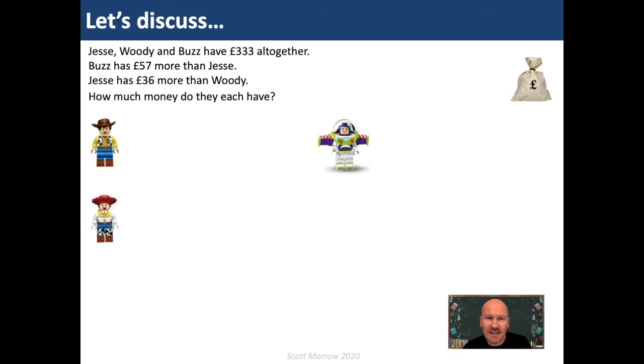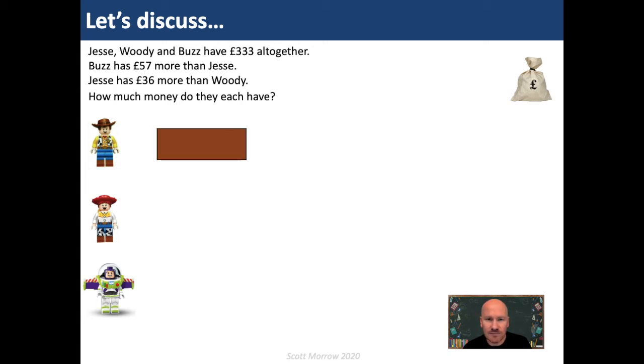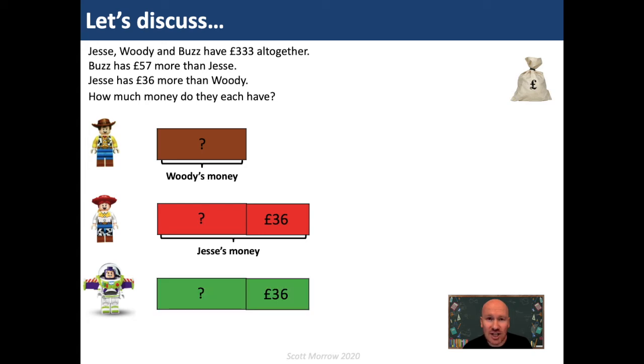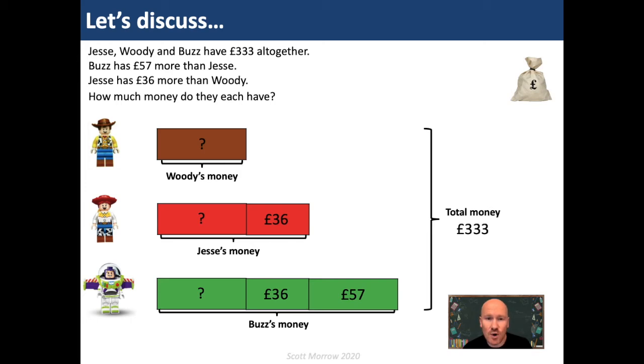I can go about analysing this in different ways. I could start with any of them, but I'm going to start with Woody. So let's draw a bar to represent his money. I don't know how much money he's got, so let's put a question mark in there. Jessie has £36 more than Woody, so let's draw the same bar that Woody's got plus an extra £36. And we know that Buzz has £57 more than Jessie, so we can start by drawing exactly the same amount that Jessie's got. That's the unknown amount and the 36 plus an extra £57. Now we know that all 3 amounts come to 333 altogether, so we can put in that whole amount.